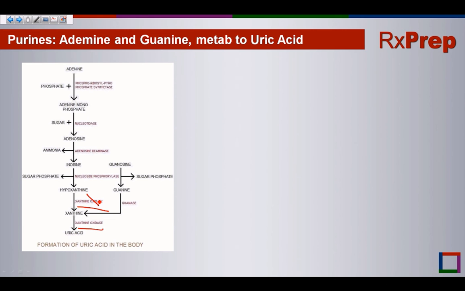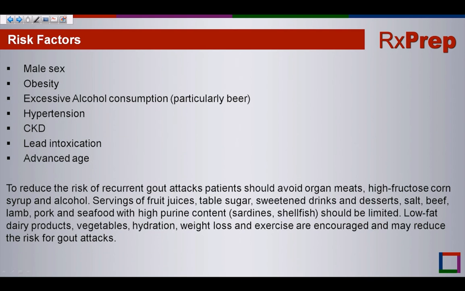Now, if you block this enzyme, what you end up with is hypoxanthine and maybe some xanthine, and that doesn't cause any problems. It's not going to crystallize or anything like that. So because uric acid is renally excreted, you can imagine that a primary risk factor for gout will be some degree of renal impairment. But it's not the only risk factor. So let's look at some of the risk factors.